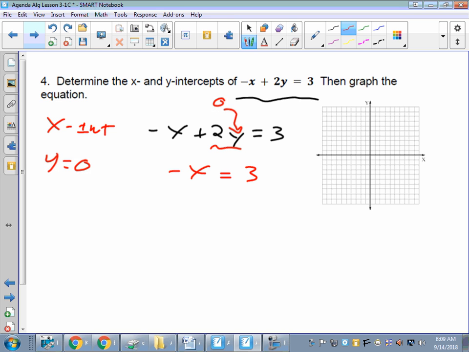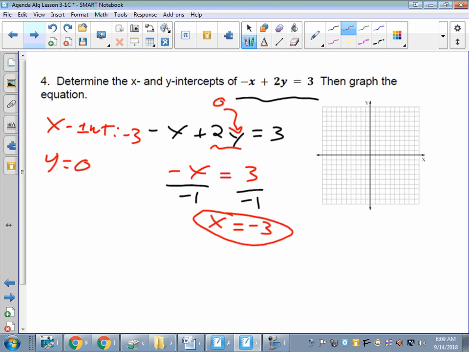Well, have we ever wanted to solve for a negative x? No, a negative x means nothing to me, so I need a positive x. So how can I make it positive? Well, I'm just going to divide through by a -1, and that'll get rid of my negative here, and I'll have x equals -3. It's going to change the sign on the other side. So that's one of them. So my x-intercept, we know, is -3.